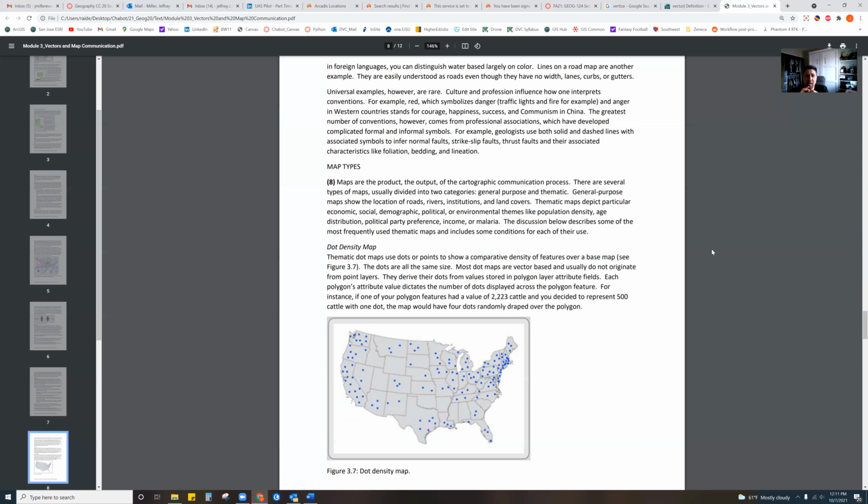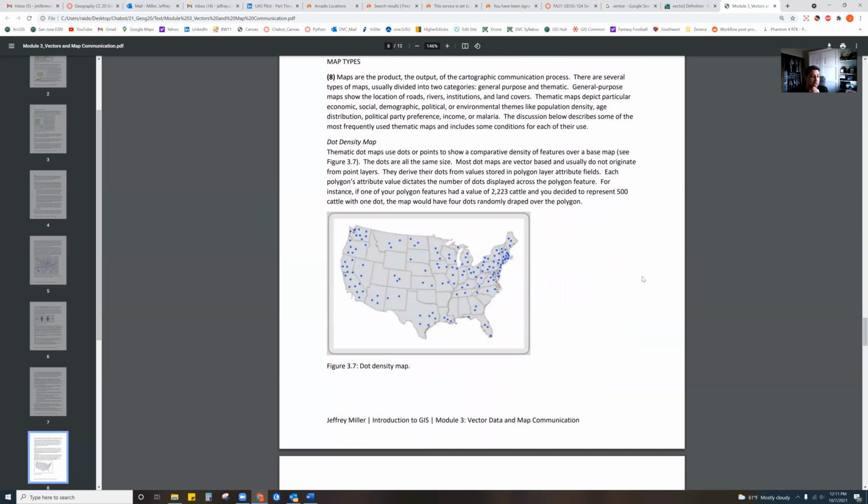Now, there are different types of thematic maps for describing or representing various things. The dot density map has points that are all the same size and the same color. There's really no differentiation between the points themselves, but the amount of points within a specific area, like in this case, states.